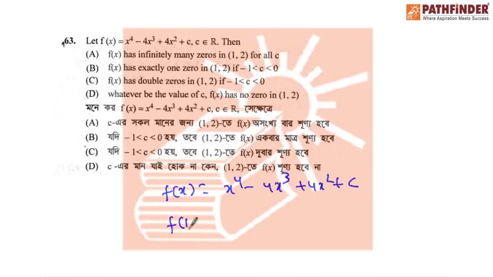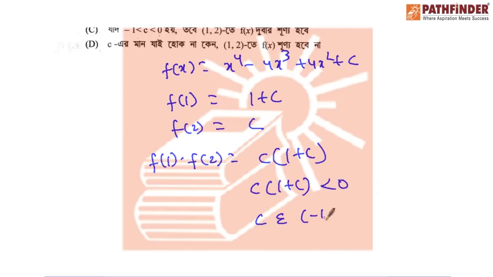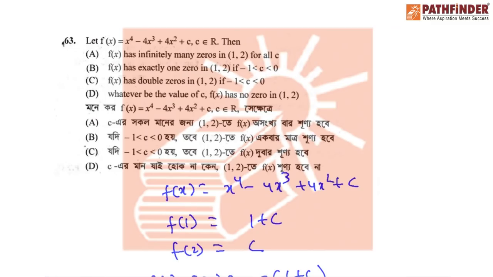So f1, if we calculate, it is 1 plus c, and f2 is equal to c. So f1 into f2 is equal to c(1 plus c). So when c(1 plus c) is less than 0, it means c lies between minus 1 to 0. Then since f1 into f2 is negative, it will have at least one real root. So we'll go ahead with option B, which says f(x) has exactly 1 zero in (1, 2) if c lies between minus 1 to 0.